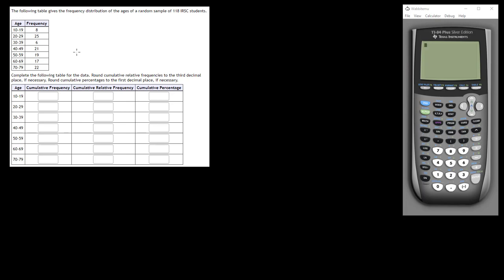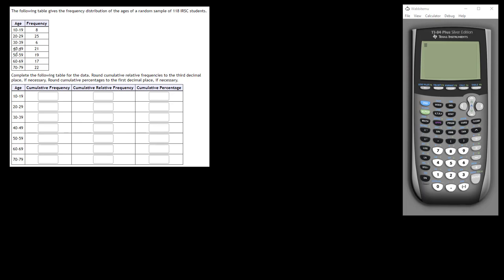So let's see. The following table gives the frequency distribution of the ages of a random sample of 118 students. Okay, so there's 118 people represented here in this chart. So if I add 8 plus 25 plus 6 plus 21 plus 19 plus 17 plus 22, it's supposed to be 118. I'll trust it. Okay. Now we'll actually verify that in just a sec. So the way you calculate the cumulative frequency of the group 10 through 19.